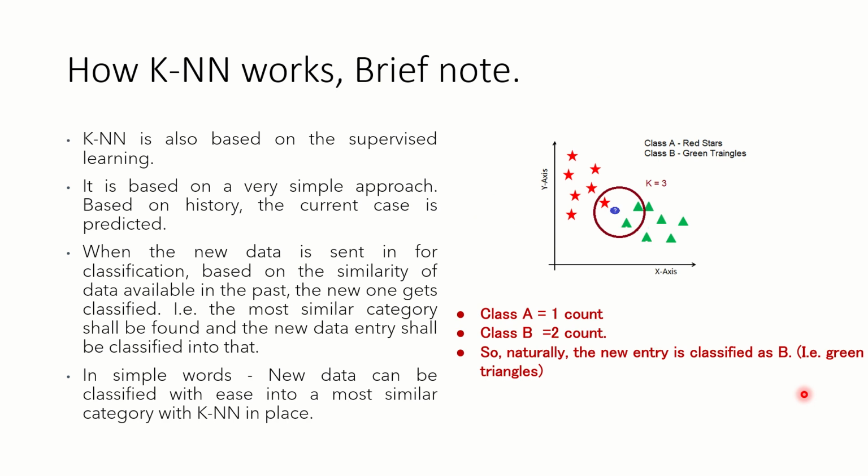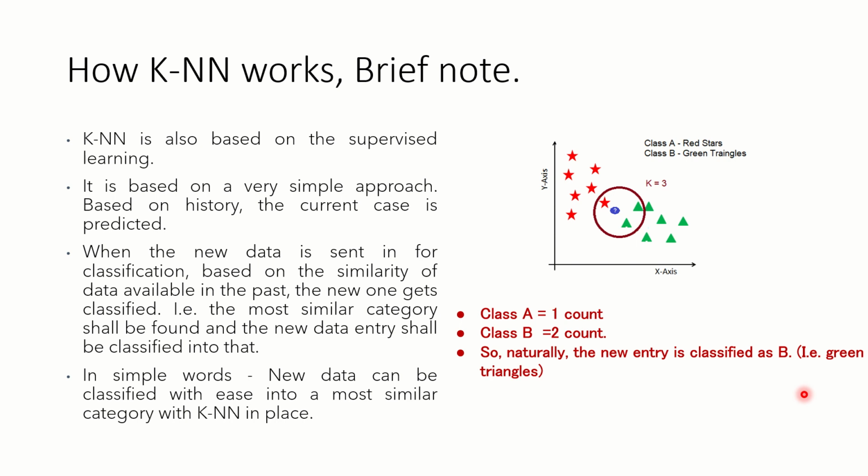Explain how KNN works. This is something which is very important, and 99% of the interviewers will ask you this question. KNN is based on supervised learning. It's a very simple approach: based on the history, the current option, the current level is predicted. Based on what has happened, I will tell you what is going to happen. Very simple. When a new data is coming in for classification, based on the similarity of the data which is available in the past, the new one will get classified.